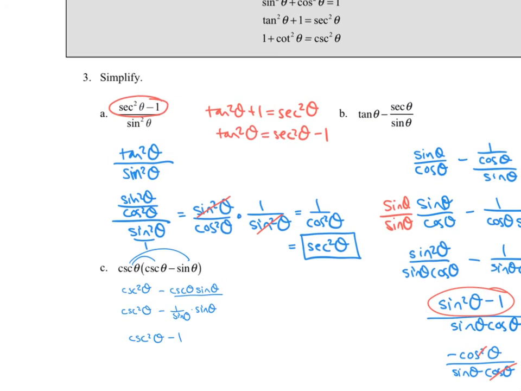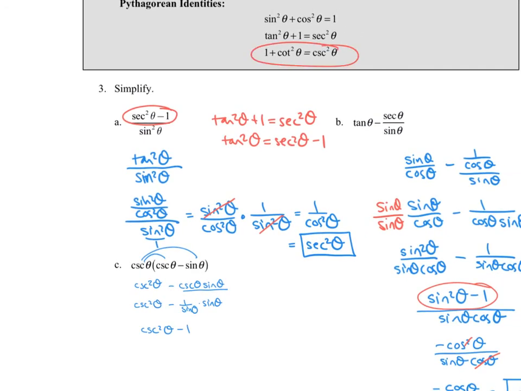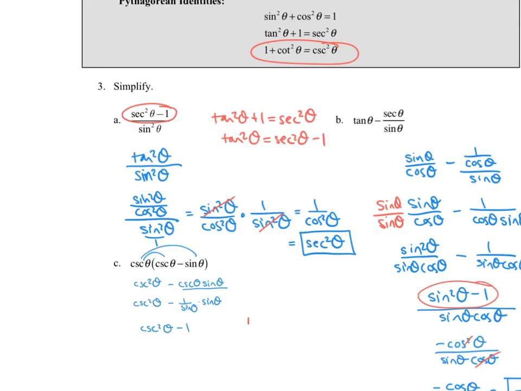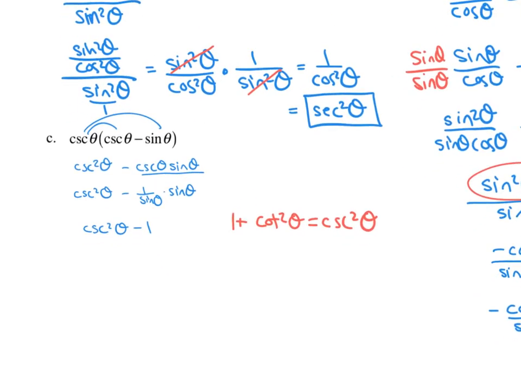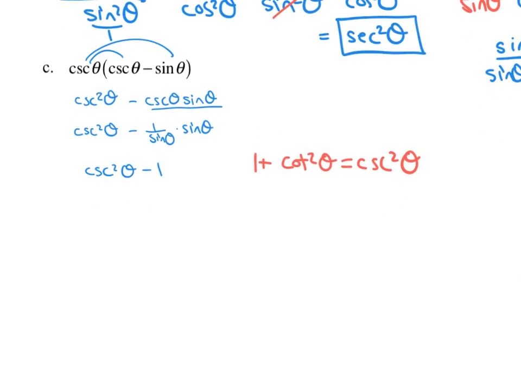So if we look above, we have this one right here, 1 plus cotangent squared theta equals cosecant squared theta. And if I manipulate it a little bit, I'm going to move the 1 to the other side. I get cotangent squared theta equals cosecant squared theta minus 1. And that's what I have right here. So I can replace that with cotangent squared theta for my final answer.